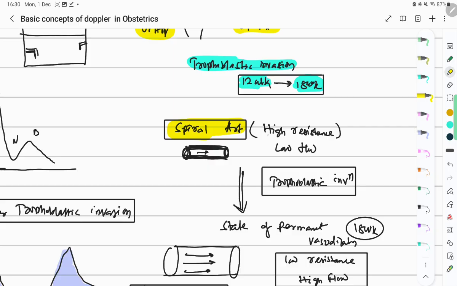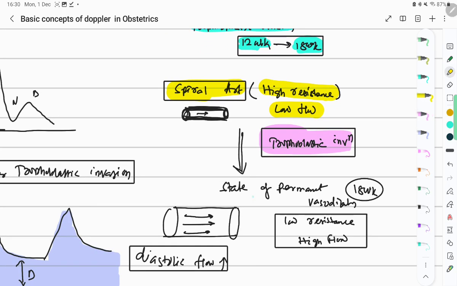trophoblastic invasion. Why? Initially they are high resistance and low flow. They are highly resistant vessels with low flow. But after trophoblastic invasion, because the fetus needs more blood, these changes occur during this period. They convert into a state of permanent vasodilation at 18 weeks, and they become low resistance and high flow vessels. That means more blood can flow through them to the fetus. The fetus will get more blood as the pregnancy advances. There is a requirement of more blood.